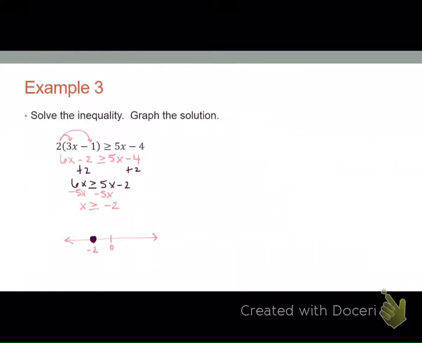X is greater than, so that's greater than, which means all the numbers to the right, and the arrow is pointing to the right. So look at that and see what questions you guys have for me so far.